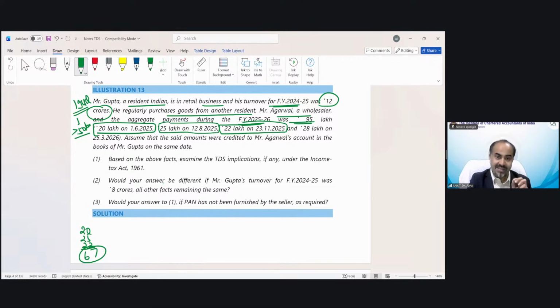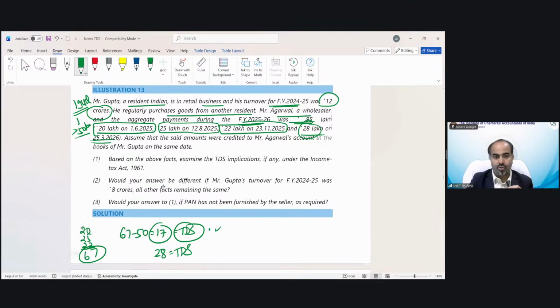67 lakh. So TDS is now required to be deducted. And 28 lakh on 25/3/2026. So on 67 lakh, it is exceeding by 17 lakh excess. So on this 17 lakh, TDS is required to be deducted. On the excess value, TDS is required to be deducted, not on the aggregate value, as per section 194N. Once the limit is exceeded, then on the last payment of 28 lakh, on the full value, TDS is required to be deducted. 0.1% it was, okay?